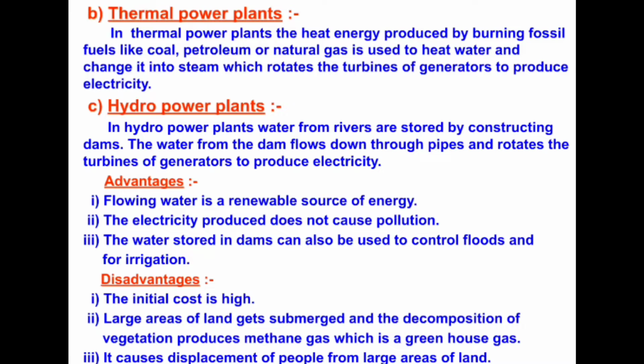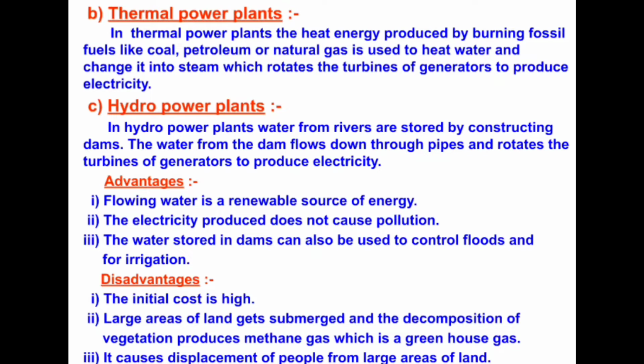Thermal power plants. In thermal power plants, the heat energy produced by burning fossil fuels like coal, petroleum or natural gas is used to heat water and change it into steam, which rotates the turbines of generators to produce electricity. Hydropower plants. In hydropower plants, water from rivers is stored by constructing dams. The water from the dam flows down through pipes and rotates the turbines of generators to produce electricity.